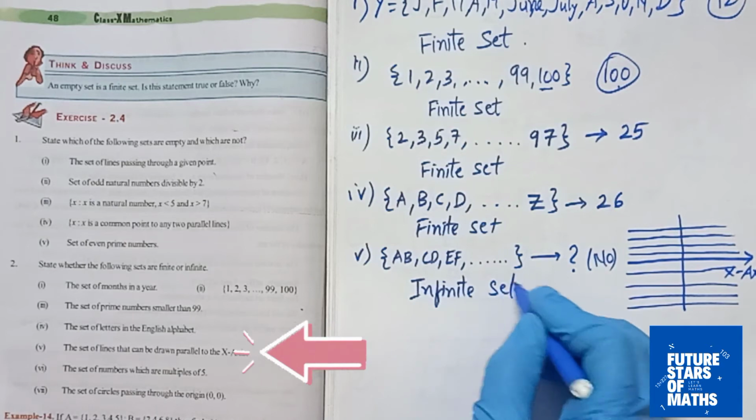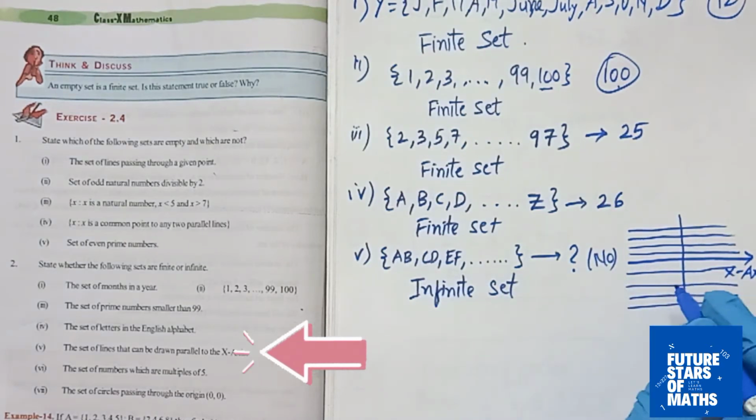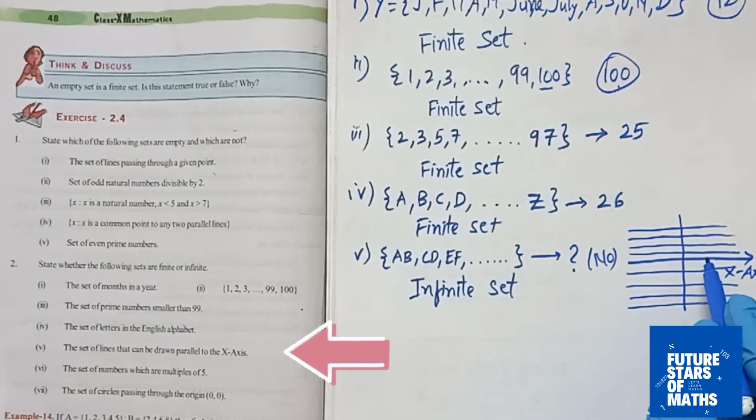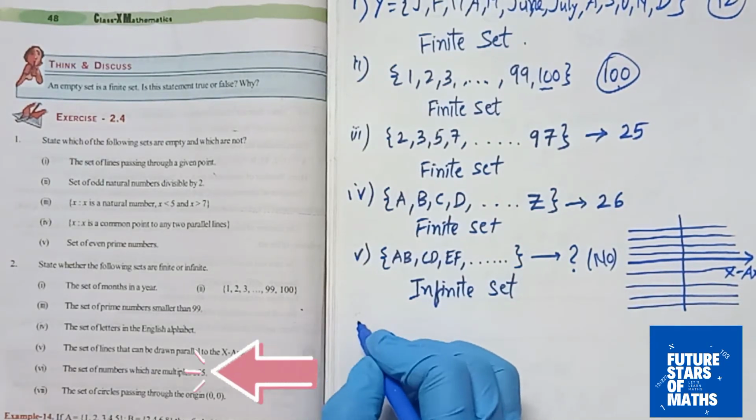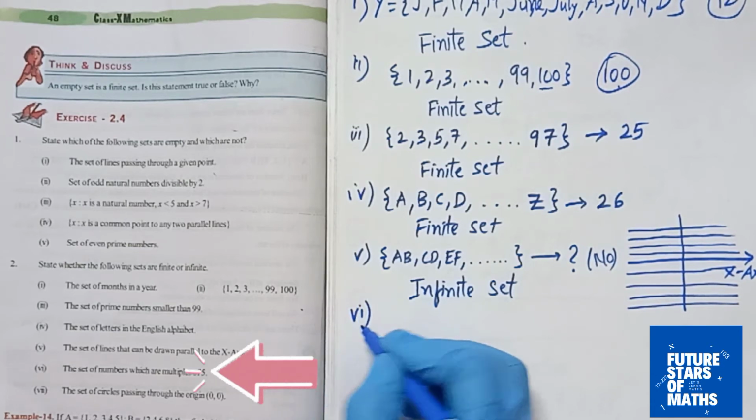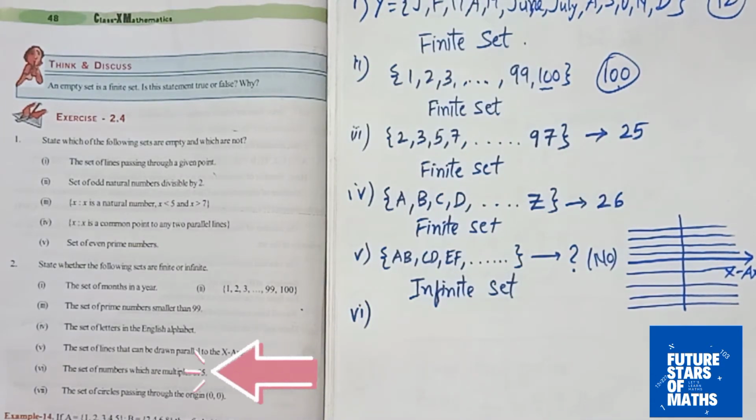Since we cannot count how many lines can be drawn, infinite lines can be drawn parallel to the x-axis. Similarly, to the y-axis also we can draw infinite lines. In the exam they can ask x-axis or y-axis, so don't be confused.